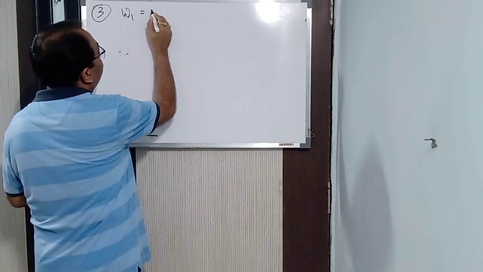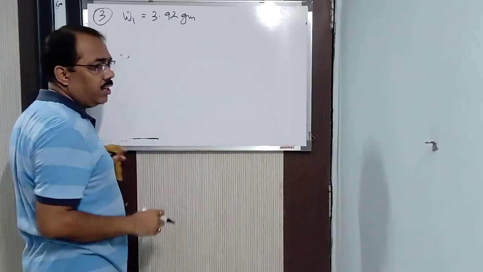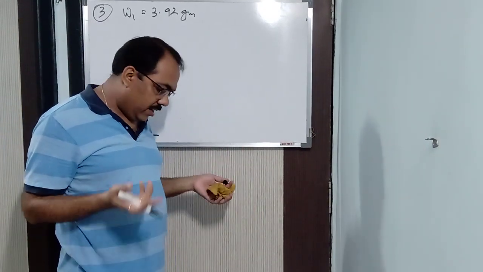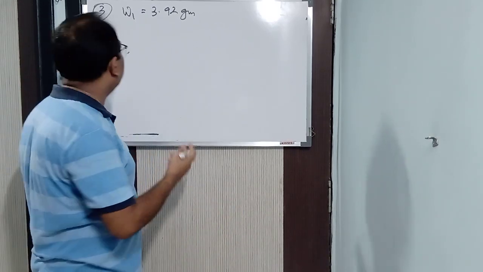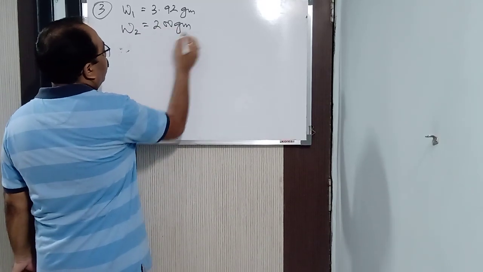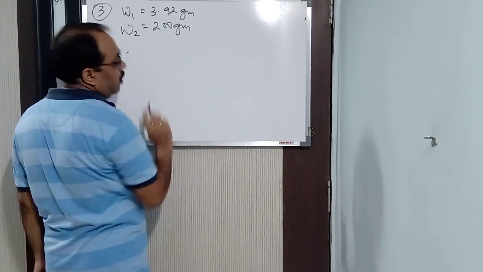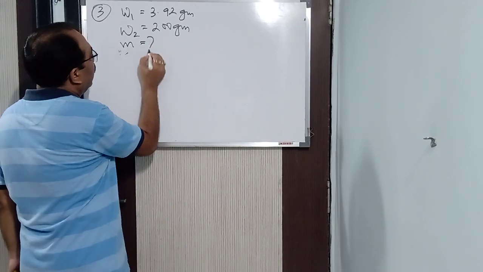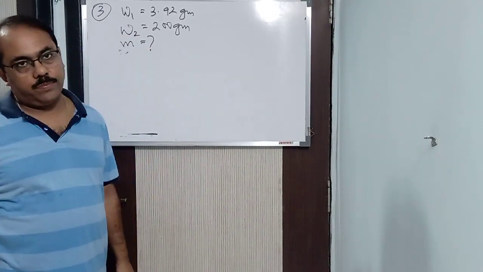So the weight of sulfuric acid is 3.92 gram. It will never be said to you this is solute, this is solvent. While reading the question you have to understand, it's very simple. It says 3.92 gram of sulfuric acid is dissolved in 200 gram water. So water is the solvent. Weight of solvent W2 is 200 gram. Weight of solute is 3.92 gram. Got it? Calculate the molality of the solution.